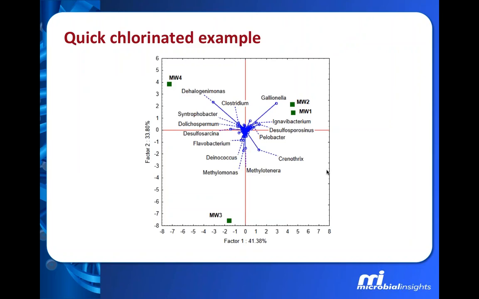And there's a lot more that we can do too. But before we end the webinar today, I wanted to give you one other quick example because this isn't just important for petroleum hydrocarbons. I wanted to give you a quick chlorinated compound example. Here I've shown a PCA biplot.